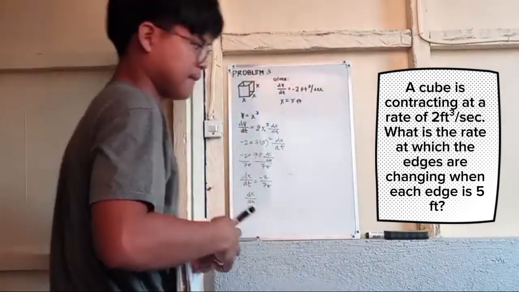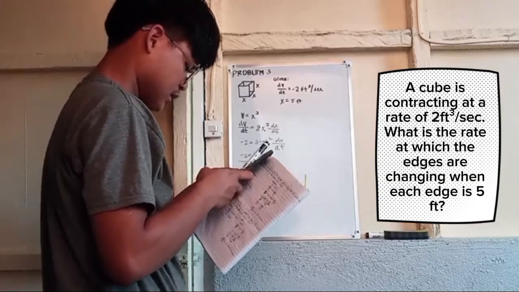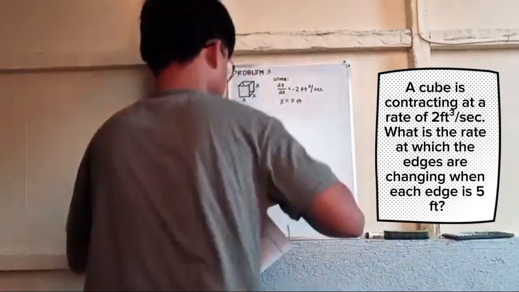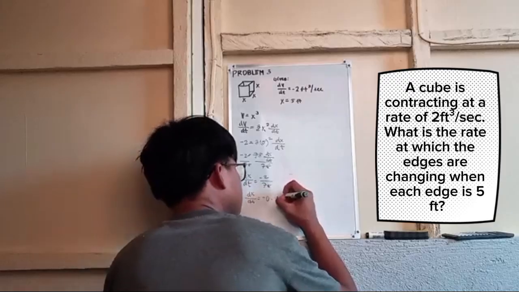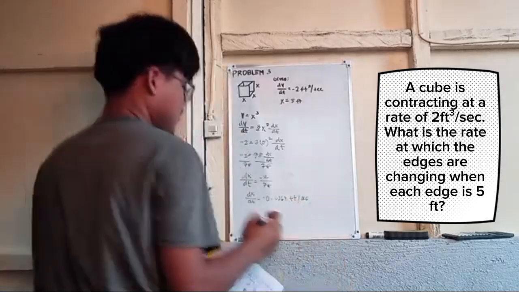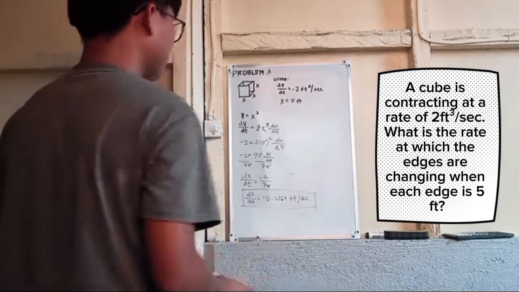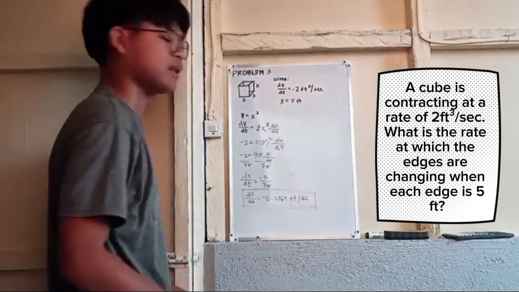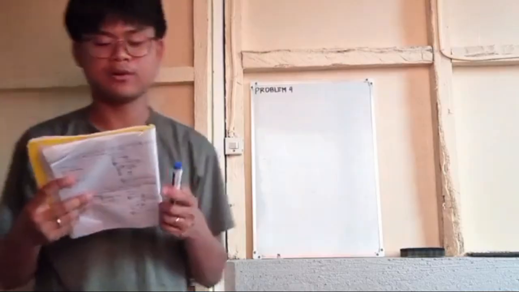when we calculate, -2 over 75 is equal to -0.0267 feet per second. So here is our final answer. The decreasing rate of the cube is equal to dx over dt equals -0.0267 feet per second. So we will proceed to problem 4.